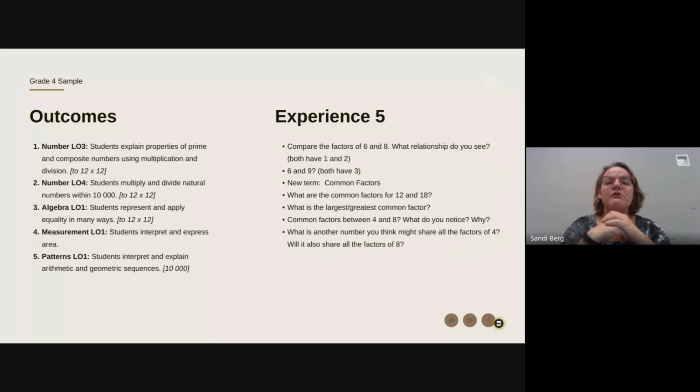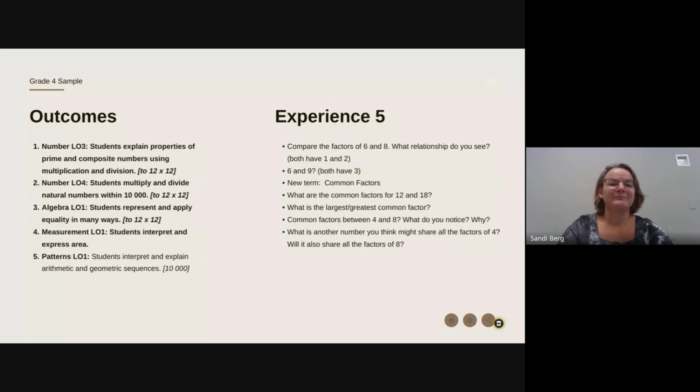What are the common factors between 4 and 8? What do you notice? Why do you think that happens? What is another number you think might share all the same factors of 4? Will it also share all the factors of 8? Could you find one that would? Which outcomes do you think I was deliberately focusing on there? So again, outcomes number 1 through 4 is listed here.